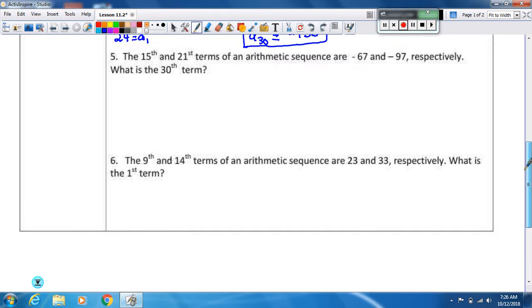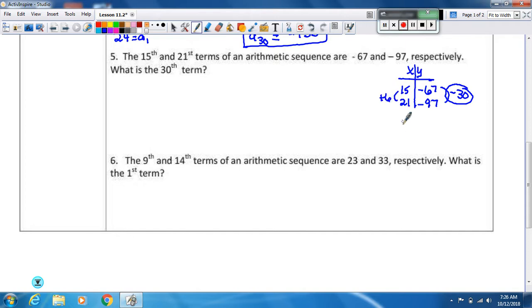Okay, the next one, the 15th and 21st terms of an arithmetic sequence are negative 67 and negative 97 respectively. So again, I can put this into a table. 15 and 21, negative 67, negative 97. So from negative 67 to negative 97 is going down 30. And from 15 to 21 is going up 6.